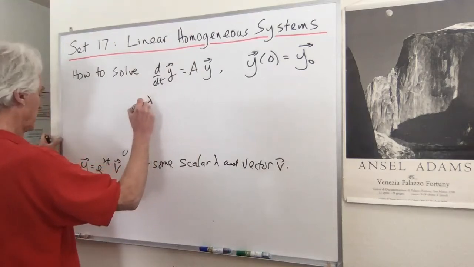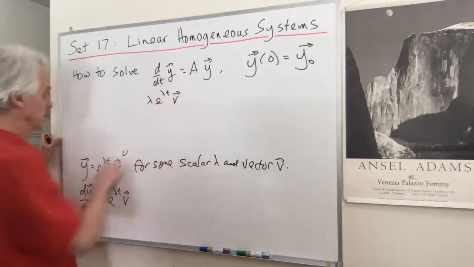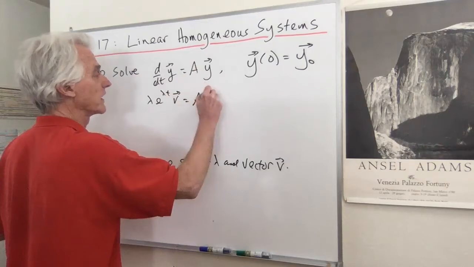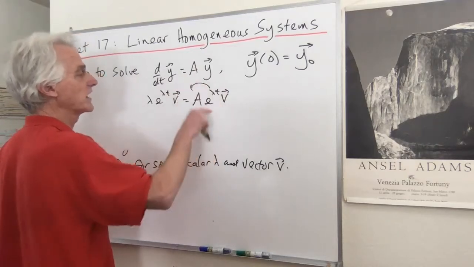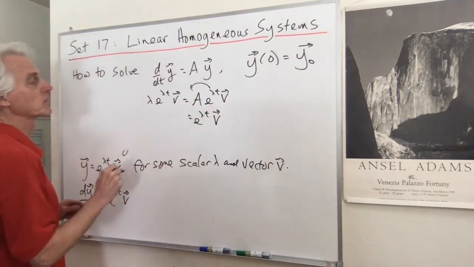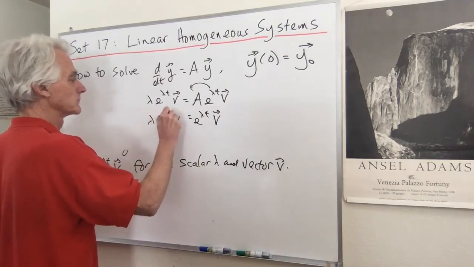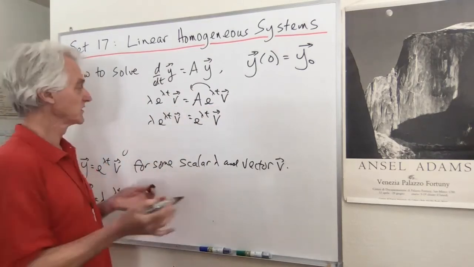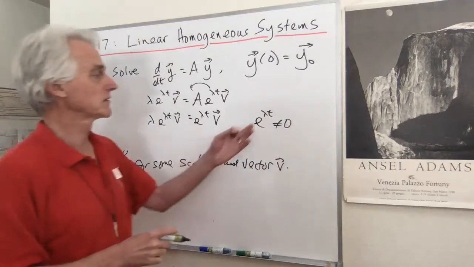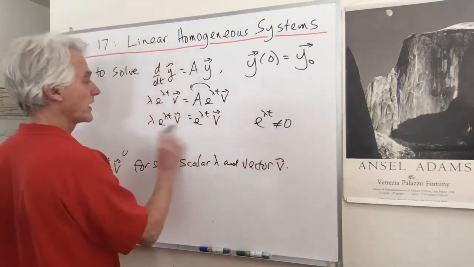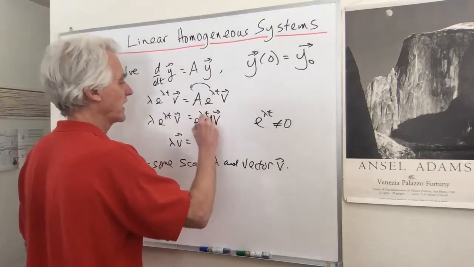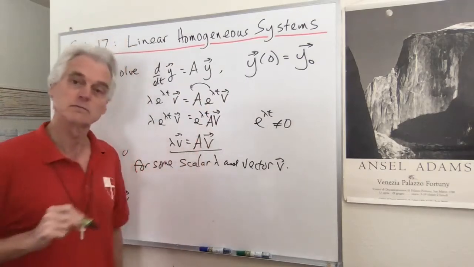And you get lambda e to the lambda t v. That's dy dt, which is equal to A times e to the lambda t v. But e to the lambda t is a scalar that comes in front. It's never zero, right? E to anything is a positive number. So in order for this to be true, you need to have lambda v equals, oops, I forgot the A here, A v. Okay?